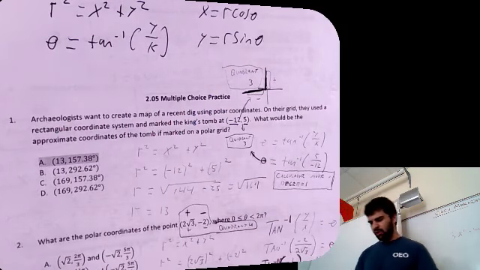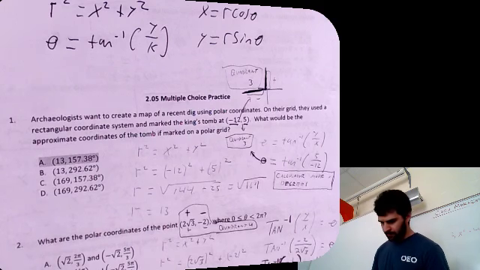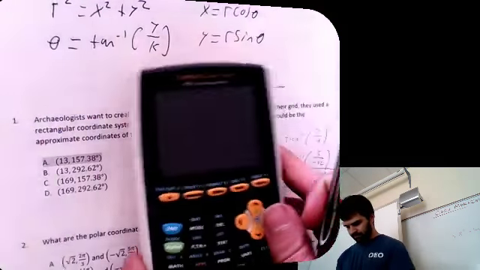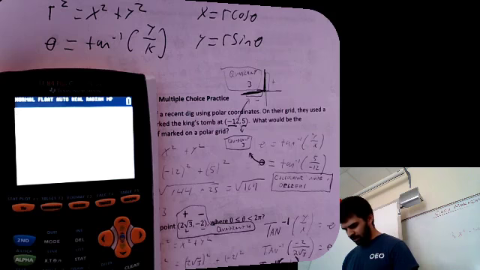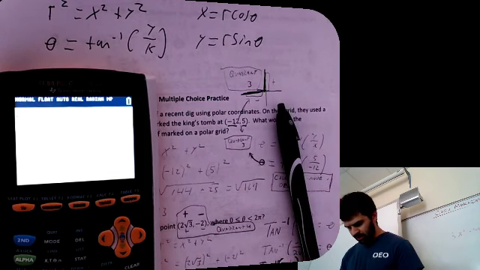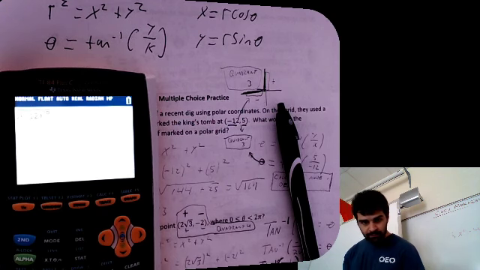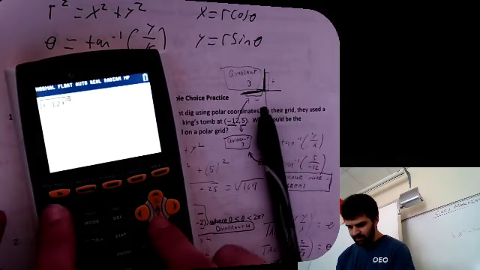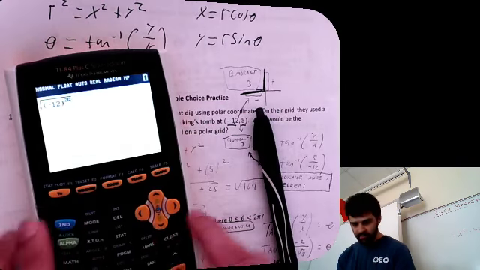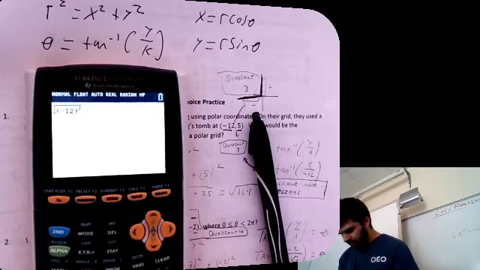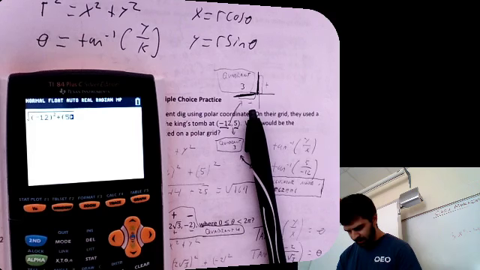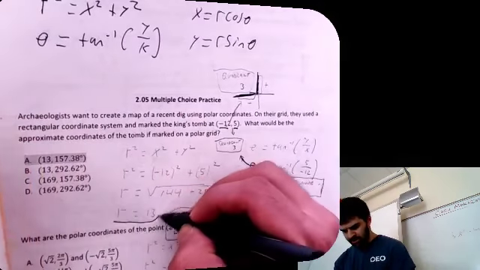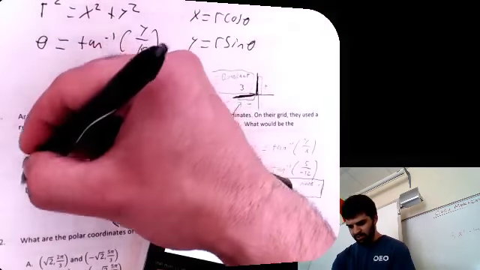First of all, we can do r squared is equal to x squared plus y squared. In fact, we can just directly evaluate r as the square root of (-12) squared plus 5 squared, and that's going to give us a value of 13. So r is equal to 13. That's immediately going to eliminate answer choices C and D.